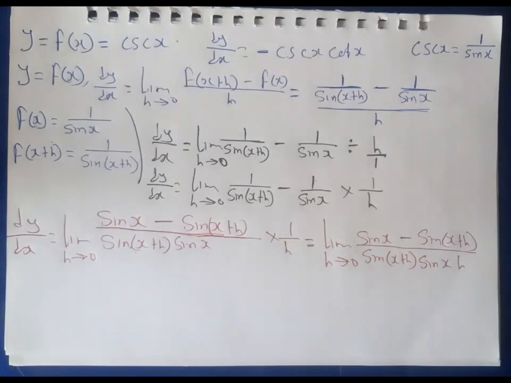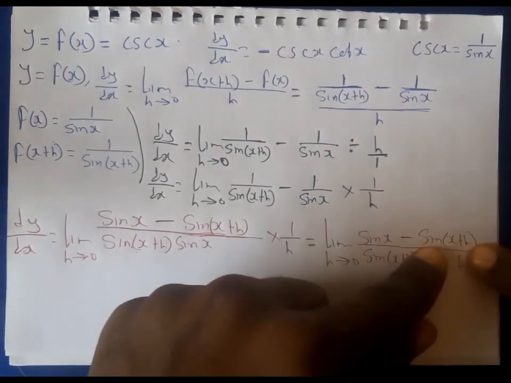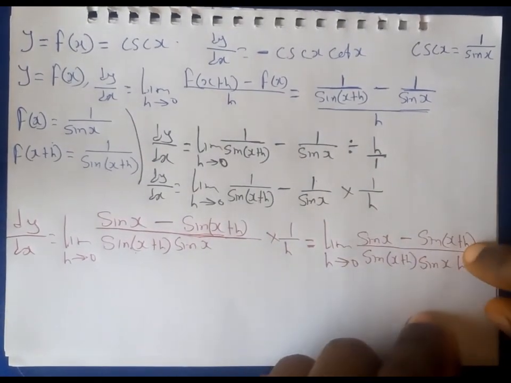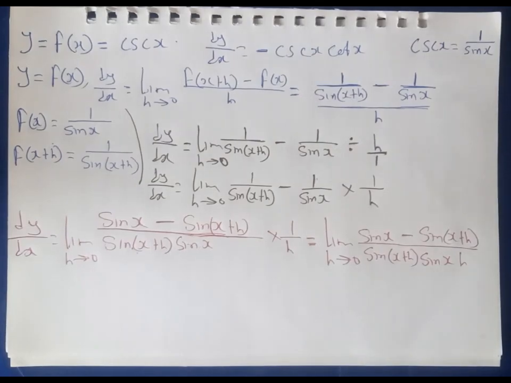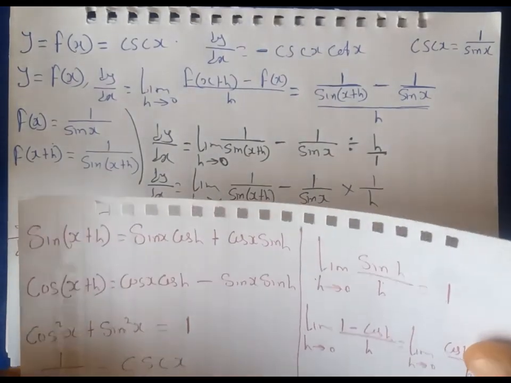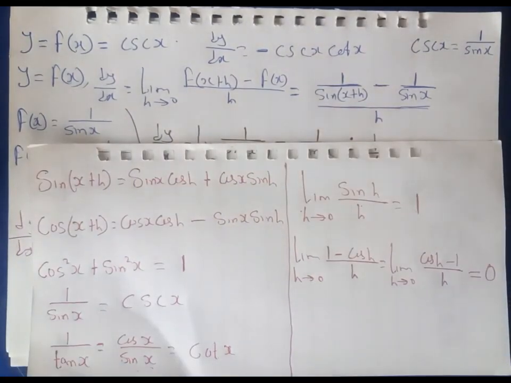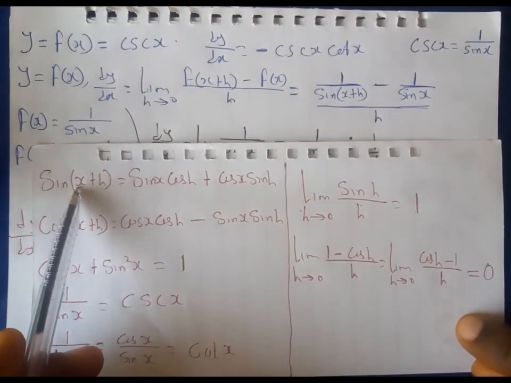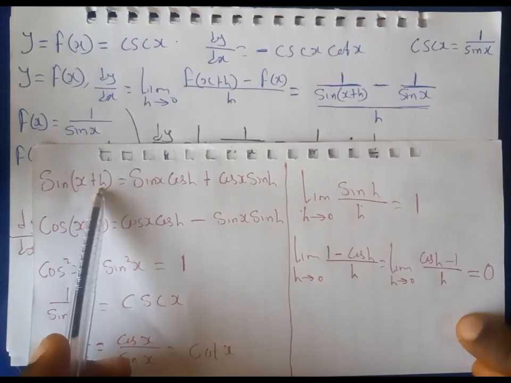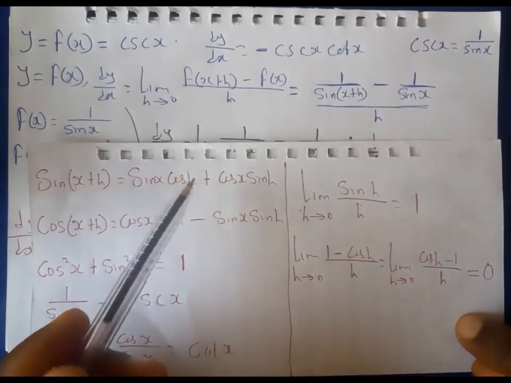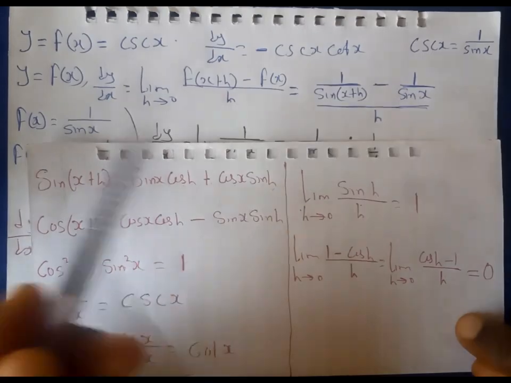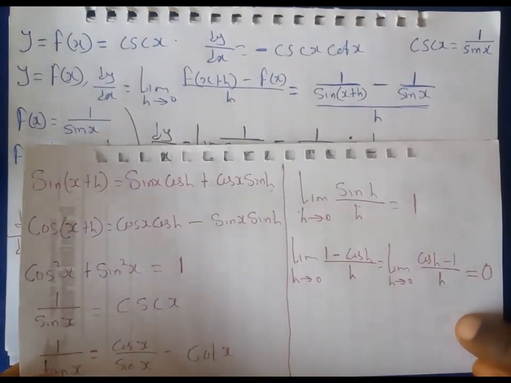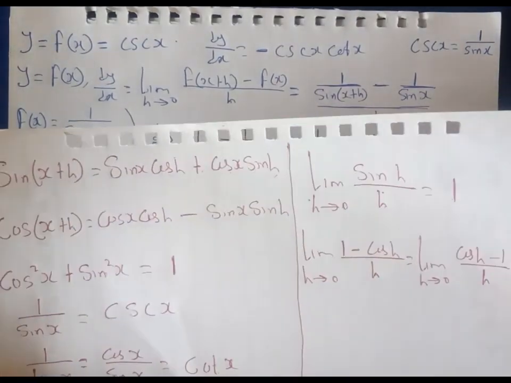Perfect. Now at this point, what I would like to do is make use of some substitution. We want to expand this sine x plus h. And to expand that, we use some of our trigonometric identities. This is the one we'll be considering. Compound angle formula: the sine of the sum of two different angles is sine of the first, cosine of the second, plus cosine of the first, sine of the second. So that's the expansion we'll be using this time around.